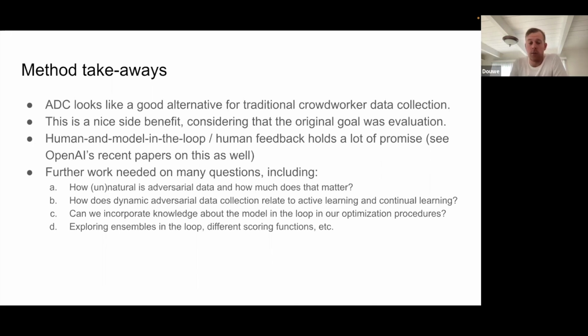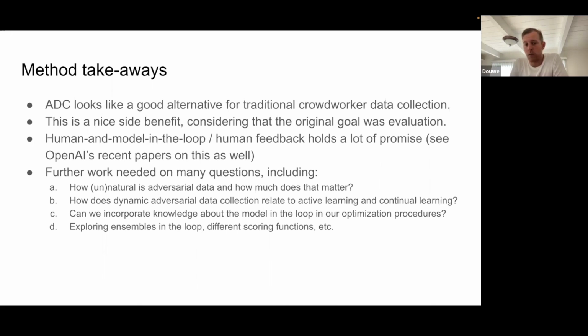So there's a lot of further work needed on many very interesting questions. I think there's still a question around the naturalness of adversarial data, and does that actually matter? What we found in what I just talked about is that it maybe doesn't matter that much, but still it's something you want to protect against, and you want to maybe do smart things with your data to try to avoid it. So I think there's still a lot of work to be done there.